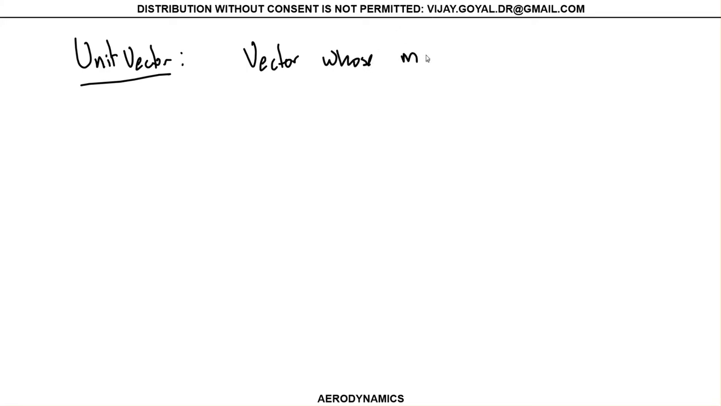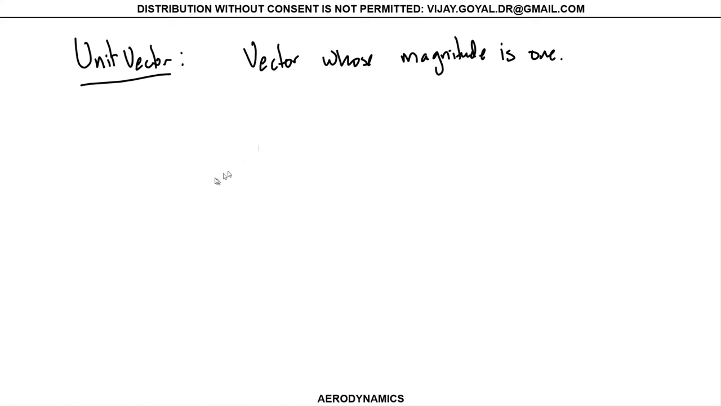Another thing that's very common, and we use this, is called the unit vector. The idea of the unit vector comes from the word unity, right? It's unit. So if I take the magnitude of this vector, it would give me 1. So it's a vector whose magnitude is 1.